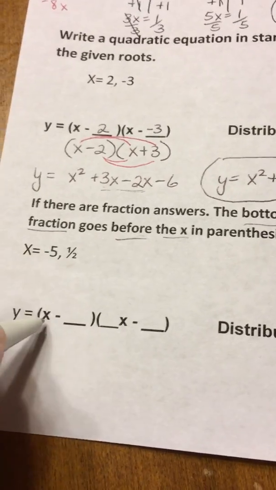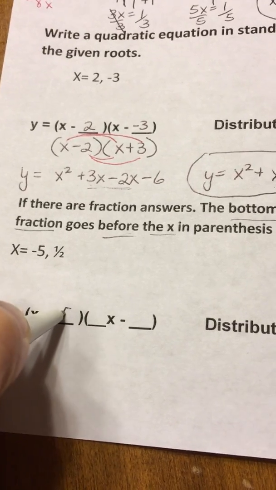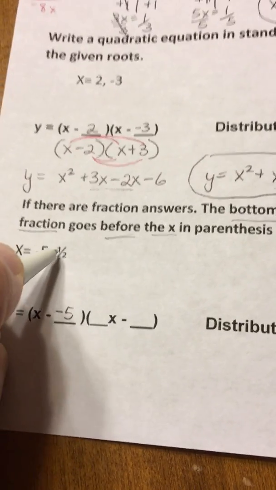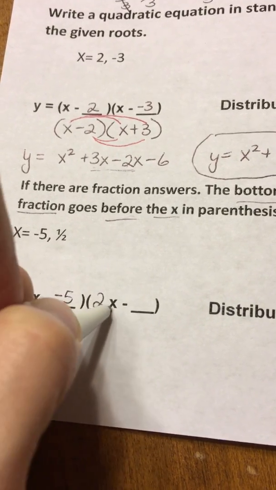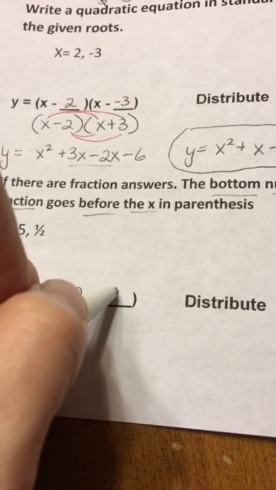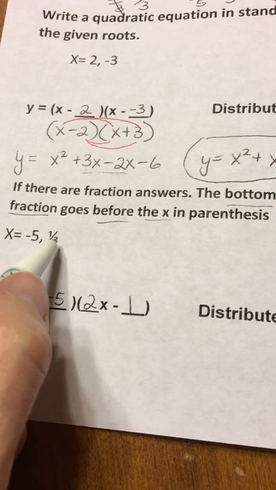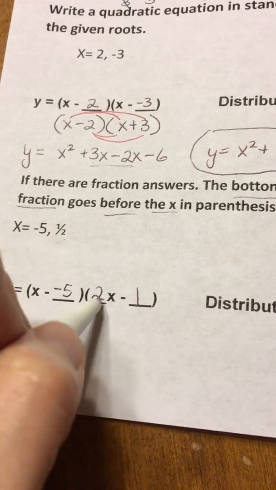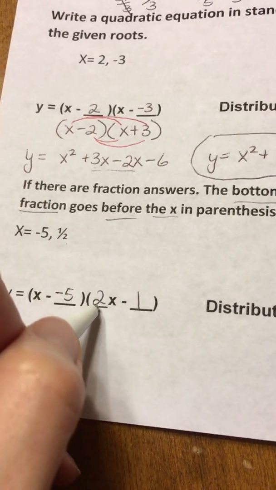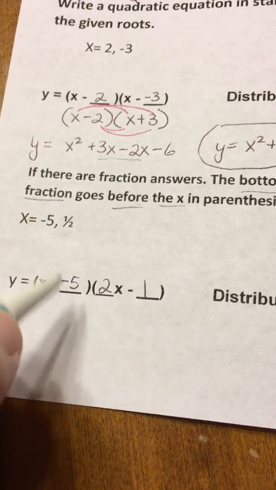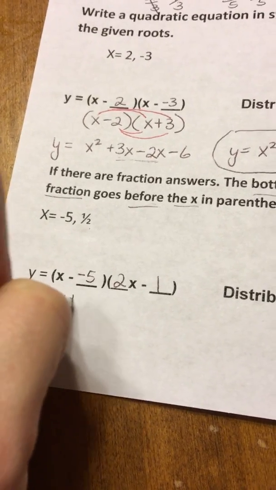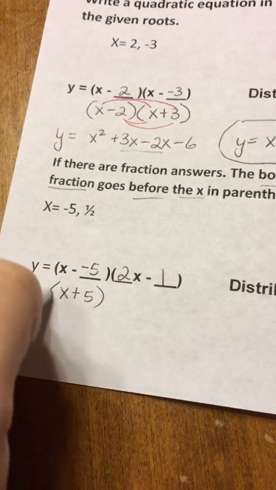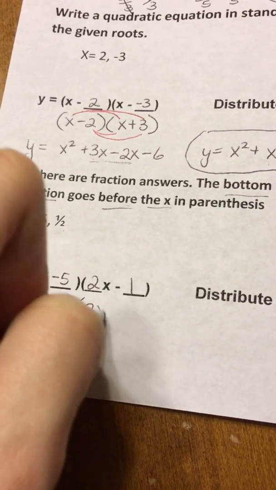So this one will be x minus -5, that's just your whole number, but this fraction one, the 2 is going to go here. It'll be 2x minus 1. See, the 2 goes before the x. 2x minus 1. And again, this is like x plus 5 times 2x minus 1.